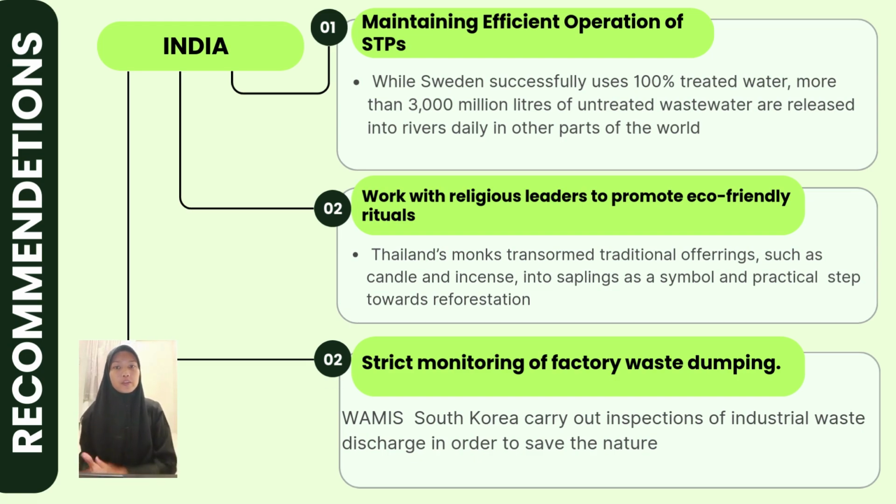Next, I will continue with the recommendation for each country. For India, we recommend maintaining efficient operation of STPs because these facilities are available only in certain areas and are not fully operational. Although there are many STPs, their capacity is still insufficient to handle the actual volume of wastewater. For example, the success of Sweden's water management system is widely recognized because they succeed in using 100% treated water, while other parts of the world are releasing more than 3,000 million liters of untreated wastewater into rivers.